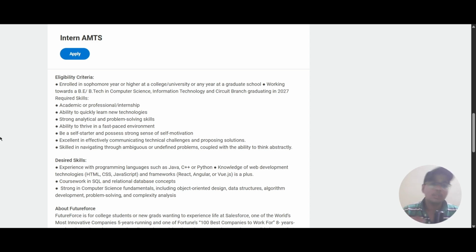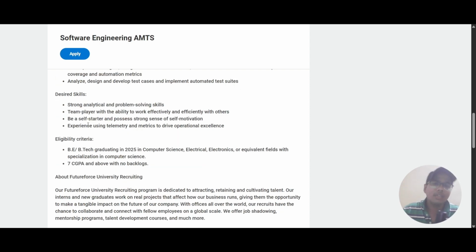You should have the experience with the programming languages such as Java, C++ or Python, then knowledge of web development technology such as HTML, CSS and JavaScript, and frameworks such like React, Angular or Vue. And so these are the things that will be a big plus for you if you apply for this role, if you know these things. Then a coursework in SQL or a relational database concept. And you should be strong in the computer fundamental, including the object-oriented design, data structures, algorithm, problem solving, and complexity analysis.